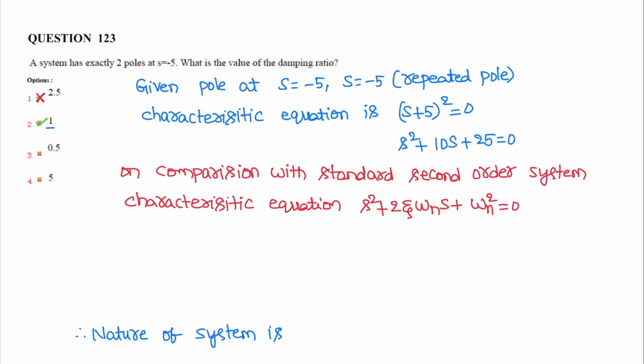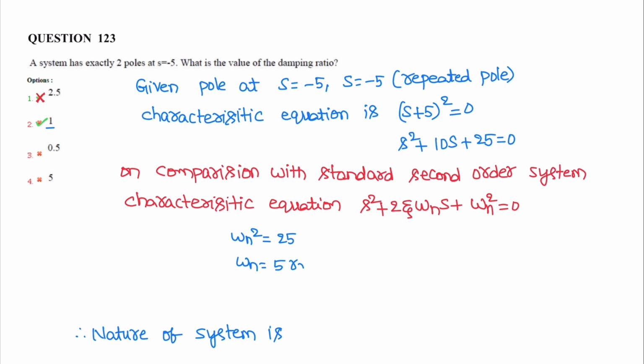Next question. A system has two poles at s = -5. At s = -5, there exists a repeated pole. What is the value of damping ratio? From this, the characteristic equation is (s+5)² = 0, that is s² + 10s + 25 = 0. Compare this with the standard second order system characteristic equation, s² + 2ζωn s + ωn² = 0. So from this, ωn² is 25.